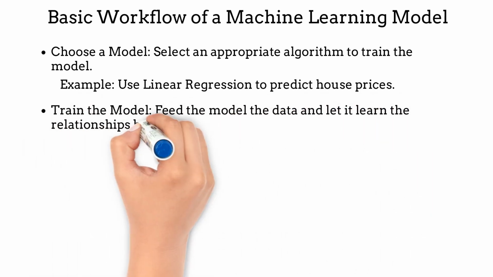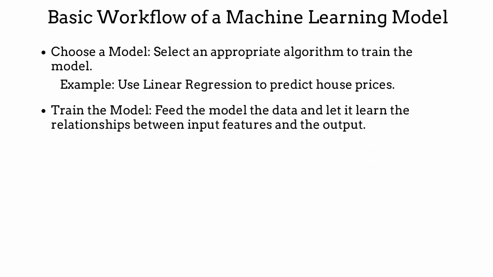4. Train the model. This is where the magic happens. You feed the data into your model, and it starts learning the relationships between the inputs, like the size of the house, and the output, the price. The model is basically figuring out how these factors are connected.